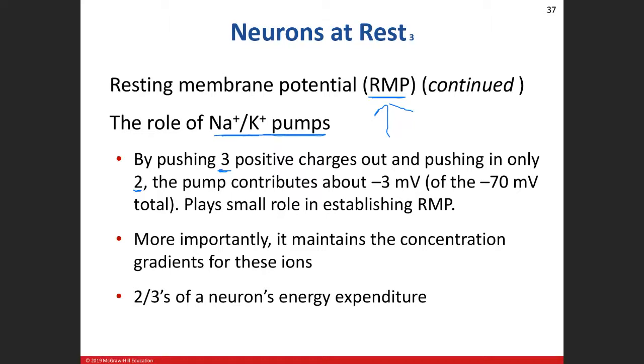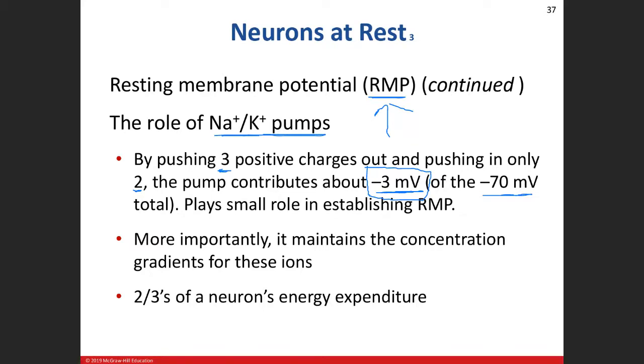Sodium potassium ion pumps play such a small role, they only contribute -3 millivolts to the overall -70 millivolts. So what you should gain from that is the sodium potassium ion pump plays such a small role in determining the resting membrane potential. It plays a large role in maintaining the concentration gradient because it's pumping sodium and potassium in and out of the cell, but for its role, it only contributes -3 millivolts. The majority comes from potassium leak channels, and then the next most influential is the sodium leak channels. And then what's really hardly of consequence is the sodium-potassium ion pump.